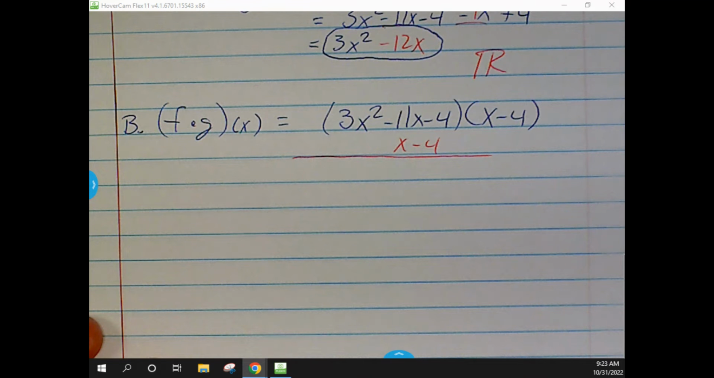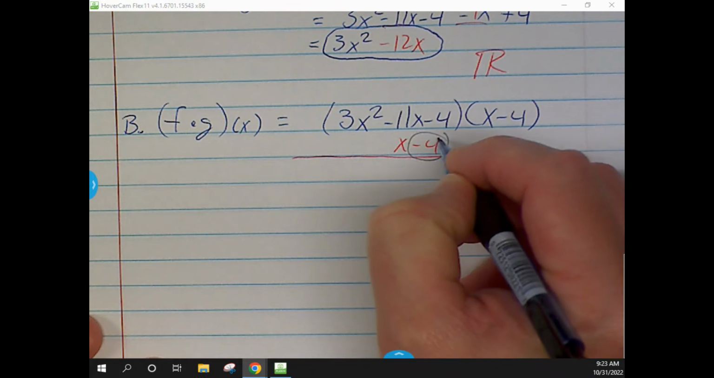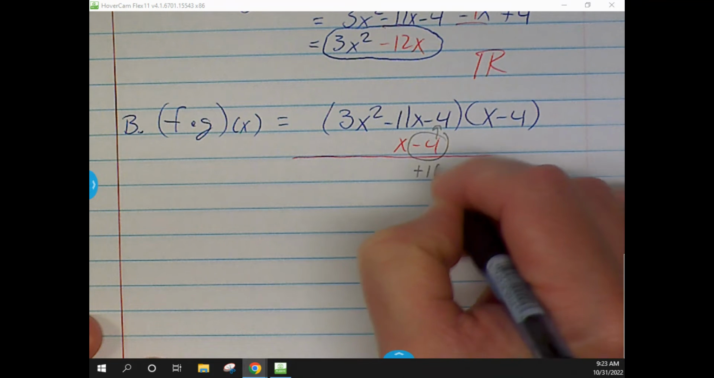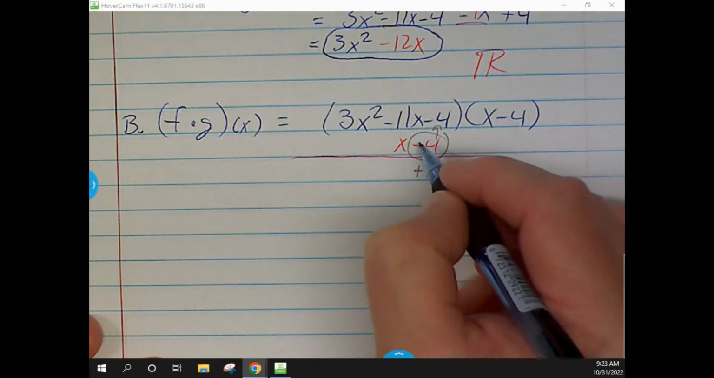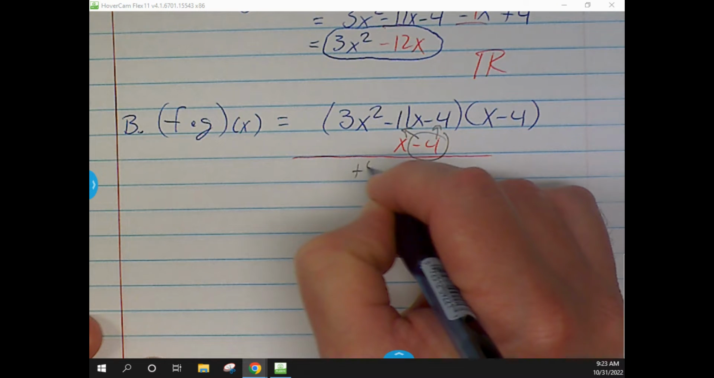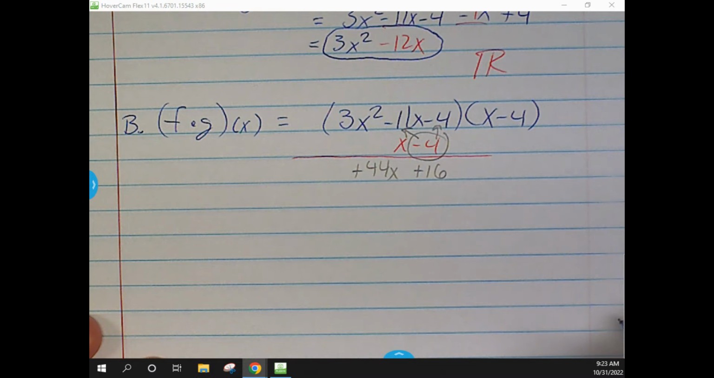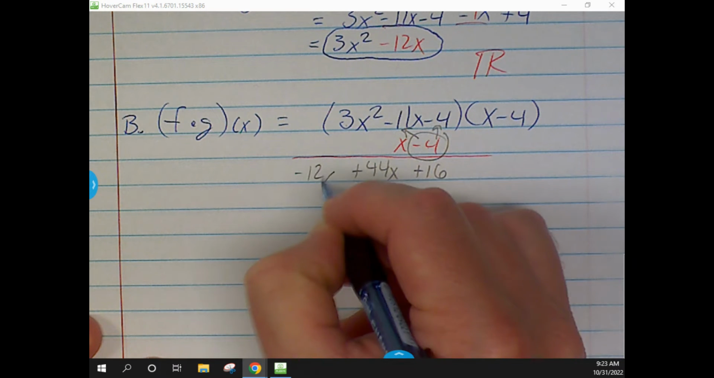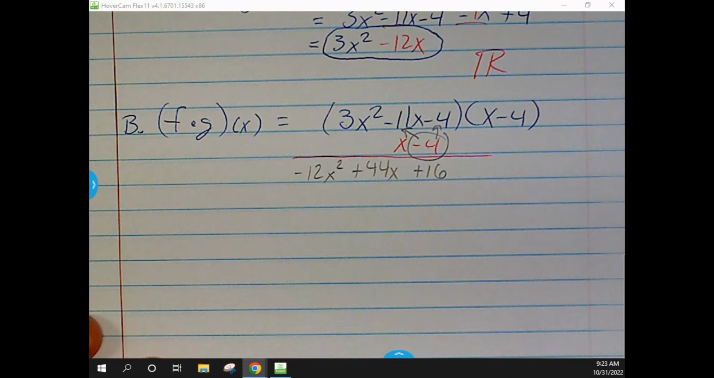If you want to do it the regular way, you can, but this would actually make it a little bit easier because we're going to start with negative 4 times negative 4, which would be a positive 16. A negative 4 times a negative 11, which would be a positive 44x. And then negative 4 times positive 3, which would be negative 12x squared.